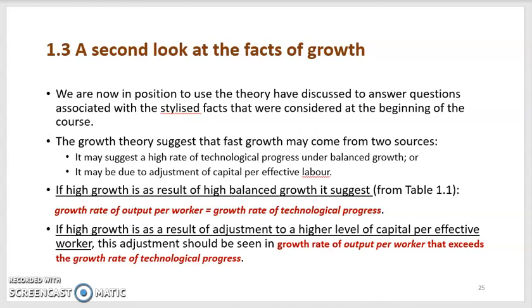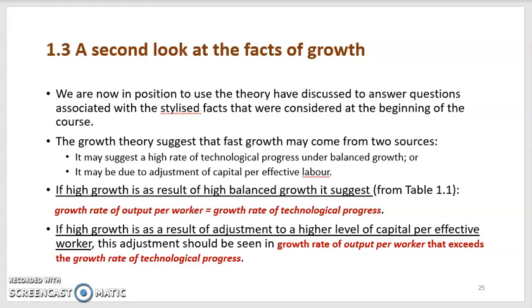So can we tell how much of growth comes from one source and how much from the other? The answer is yes. If high growth reflects balanced growth, output per worker should be growing at a rate equal to the rate of technological progress. But if high growth reflects instead the adjustment of capital per effective worker, this adjustment should be reflected in a growth rate of output per worker that exceeds the rate of technological progress.